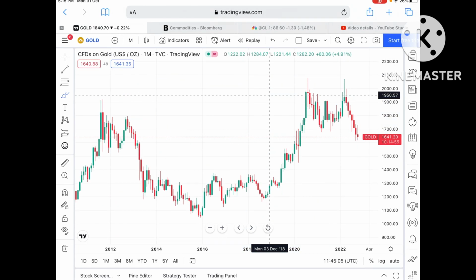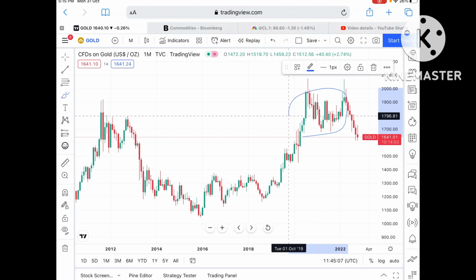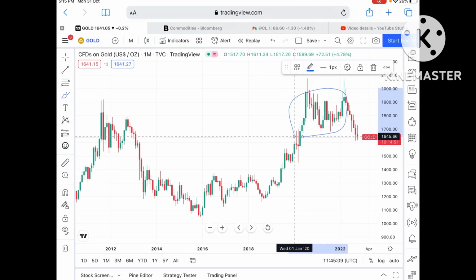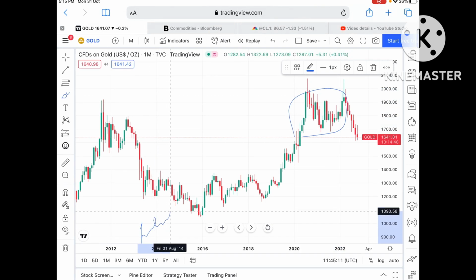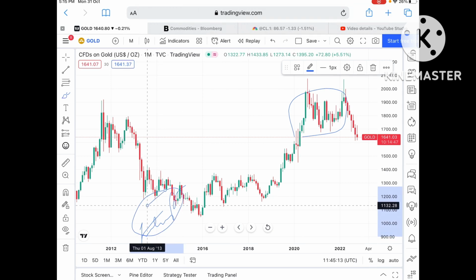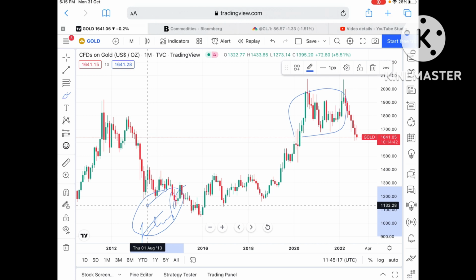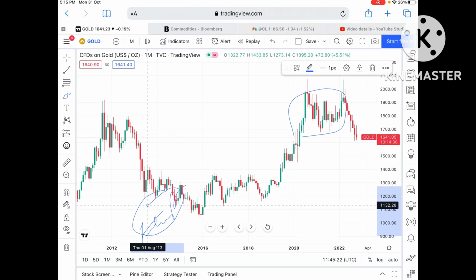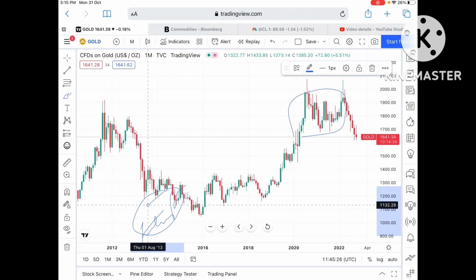Keep this in mind. There is a pattern forming, and because of the dollar strengthening as well as the interest rate, we have seen that the gold price is quite volatile as well as moving further down. Okay, so probability of gold going further down is on a higher side, but always keep your SL for a particular day as well as for that particular trade.